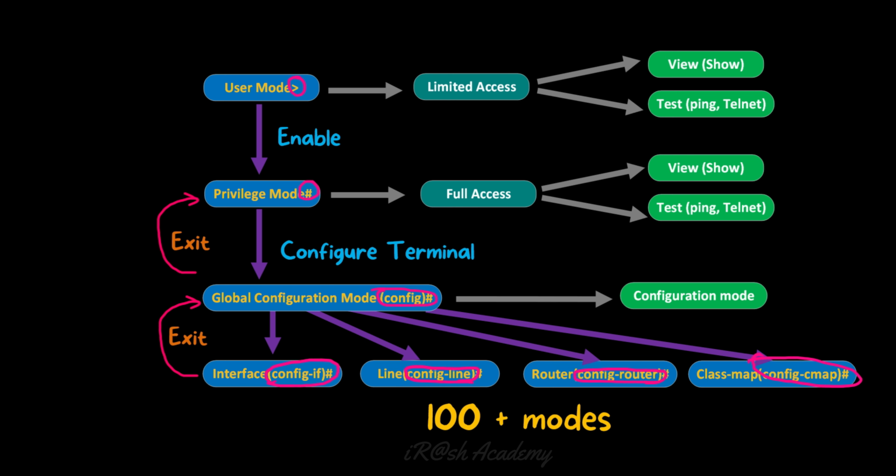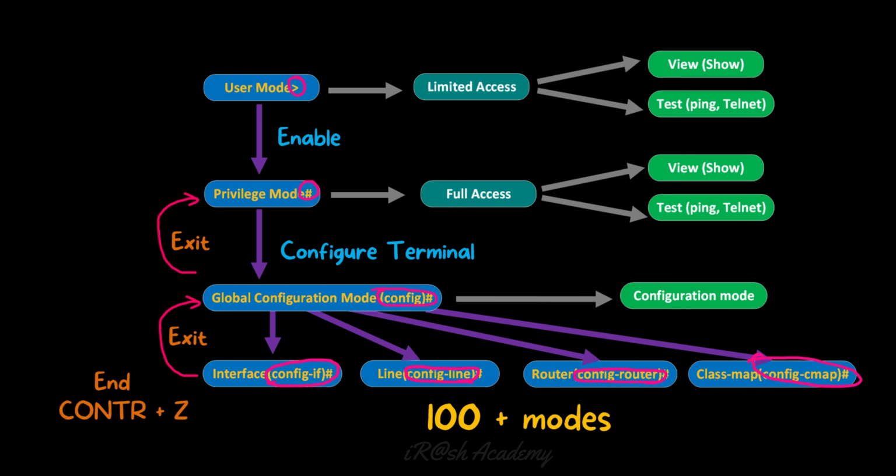So as we said, if you want to go back to the previous mode, one by one, you can use the command exit. It takes you to the previous mode. But what if you want to go directly to the privilege mode from any sub configuration option? For example, imagine you are in the interface configuration. From there, you don't want to go to global configuration mode. You want to directly go to the privilege mode. How to do that? For that, you can use the command end or Control Z.